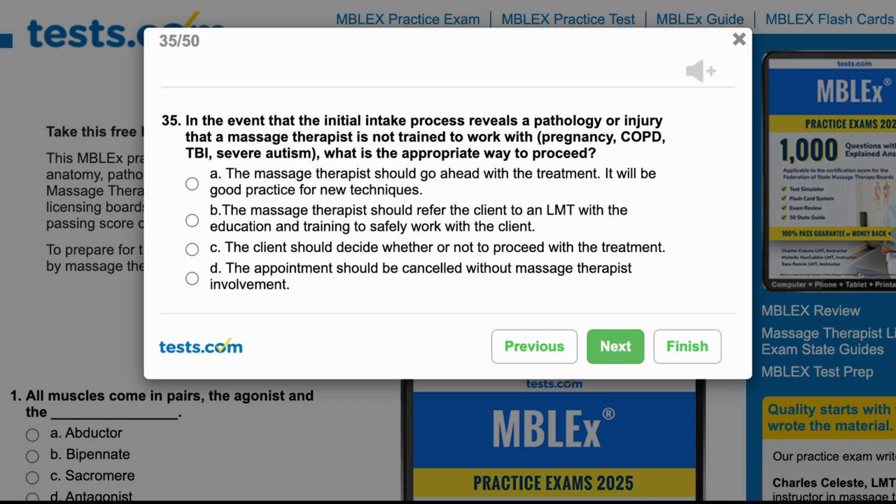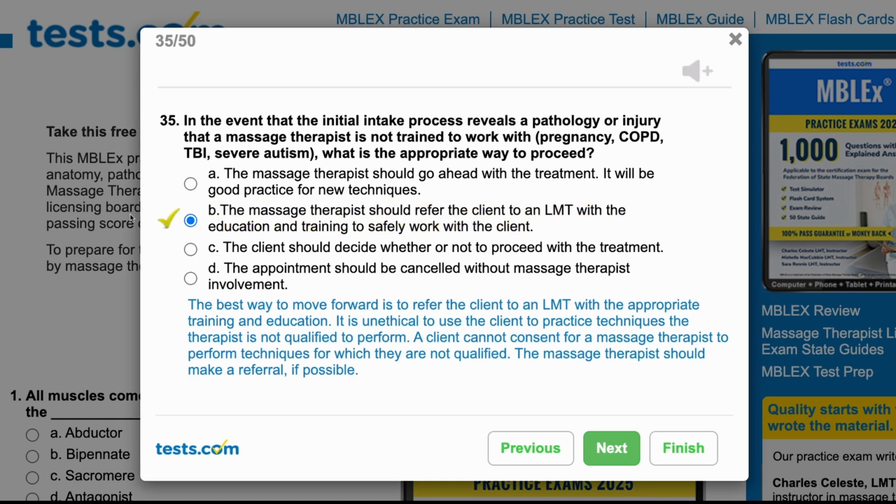Question 35. In the event that the initial intake process reveals a pathology or injury that a massage therapist is not trained to work with, like pregnancy, COPD, TBI, severe autism, what is the appropriate way to proceed? A. The massage therapist should go ahead with the treatment. It will be good practice for new techniques. B. The massage therapist should refer the client to an LMT with the education and training to safely work with the client. C. The client should decide whether or not to proceed with the treatment. D. The appointment should be canceled without massage therapist involvement.